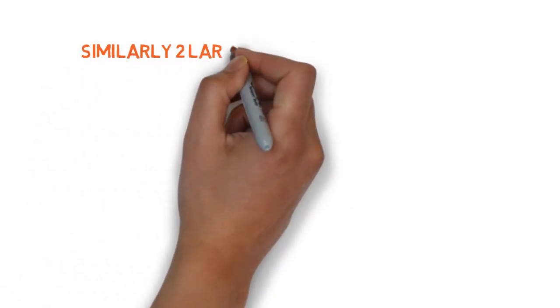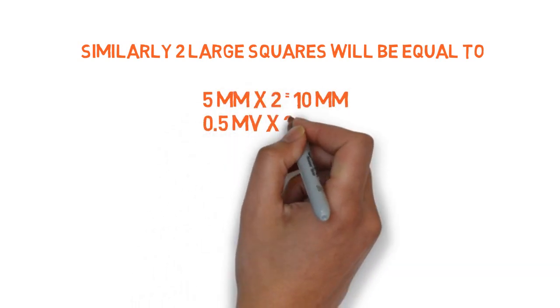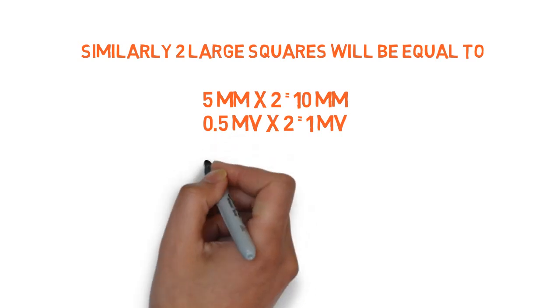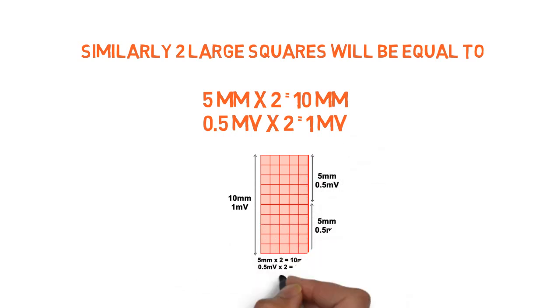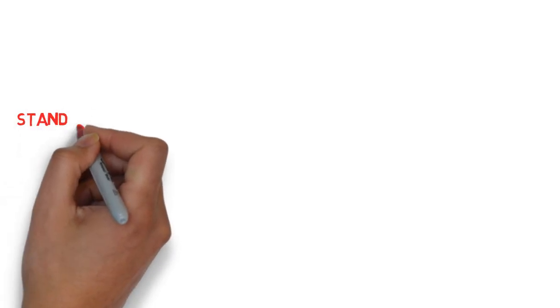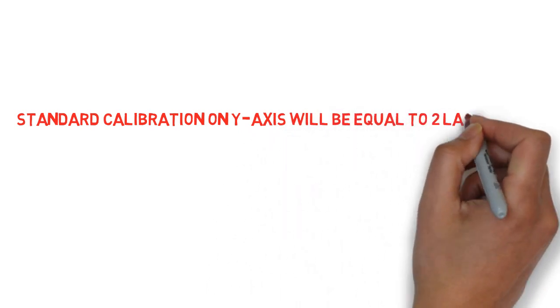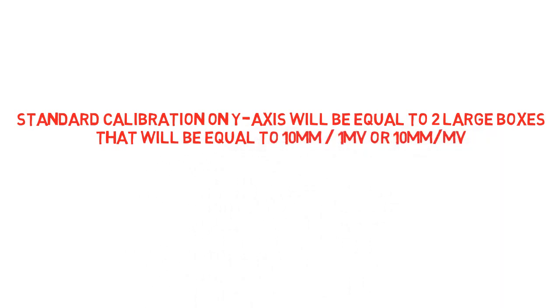Similarly, for two large boxes, we multiply one large box by 2. The 5 mm, which was equal to one large box, multiplied by 2 gives 10 mm. And in millivolts, one large box was equal to 0.5 millivolt, multiplied by 2 gives 1 millivolt. You can see that in the figure below. So a standard calibration box on the y-axis is equal to two large boxes, and it will be equal to 10 mm per millivolt, or in simple words, 10 mm per 1 millivolt.